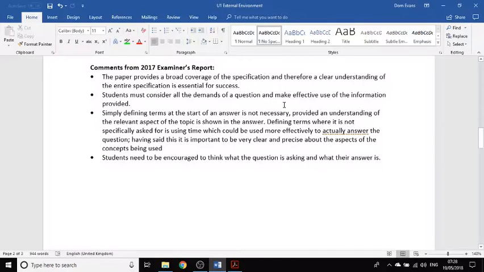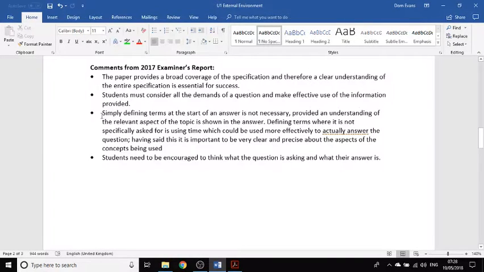The first point is that you need to know the whole specification for every paper because there's a broad coverage in each paper of all of the topics that are asked for. The examiner also said that students must consider all of the demands of a question and make effective use of the information provided. I'm going to try and show you how to do that in the context of a news story that's come up recently. So I'll teach you a little bit about the news story as well, which will provide you with useful application that you could use in your answers.